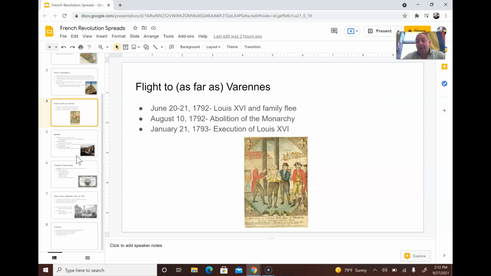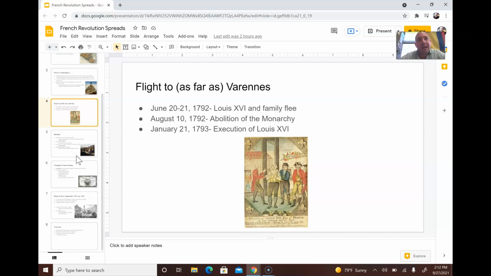Throughout the fall of 1792, there is debate over his treason, over his acts of deceit, and Louis is ultimately executed in January of 1793. This is a major moment, right? For a lot of European countries that did not support the revolution, but also didn't want to get involved, this was a major moment.